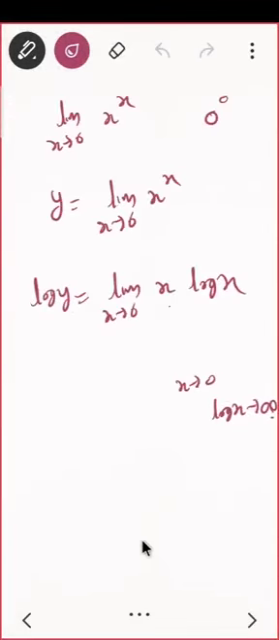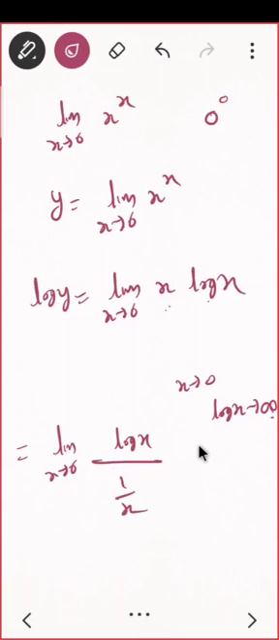Okay? So what do you see? This is of the form 0 into infinity. So can I write it like this? That is limit extending to 0, keep log x on the top, and can I write 1 upon x? Now this is of the form infinity by infinity as x goes to 0. You just differentiate and you'll get the answer.